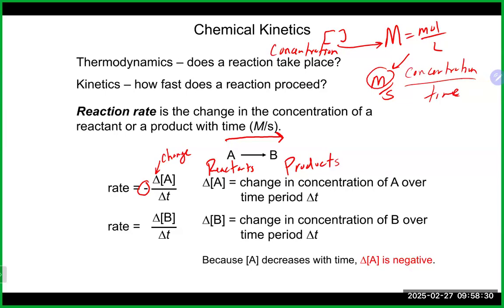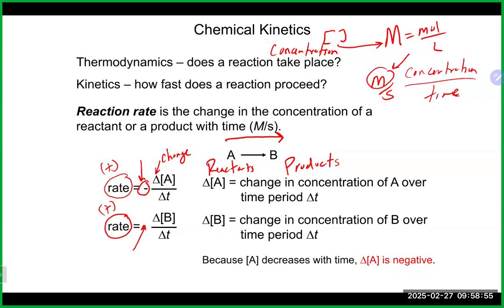The reason there's a negative here for this one and really not for this one is for this reason. We should have our reactants decrease with time, so we're going to put a negative there. Overall, when we talk about the average rate of a reaction, these numbers actually need to be positive numbers.